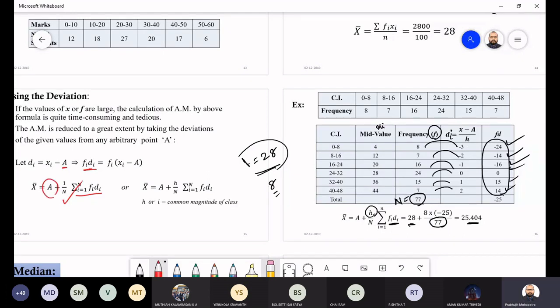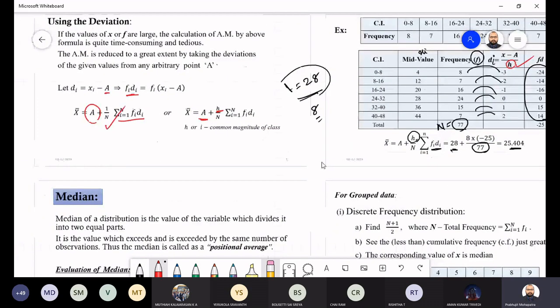But if it is continuous data, then you have to scale it properly. You take the deviation, and after taking the deviation you scale it by dividing with h. Then you multiply with h. After that, you add the origin. So this h you have to take care of. These things are for discrete and continuous data, and median we'll discuss in the next class.